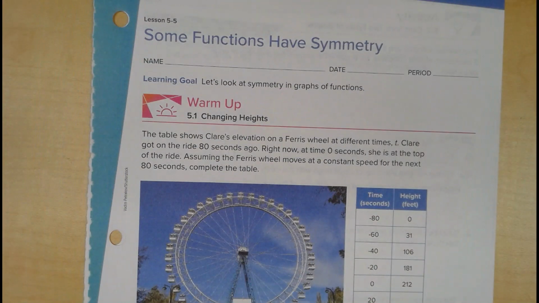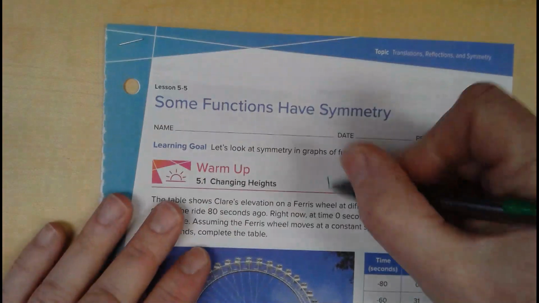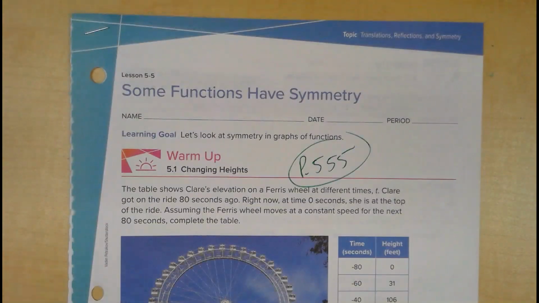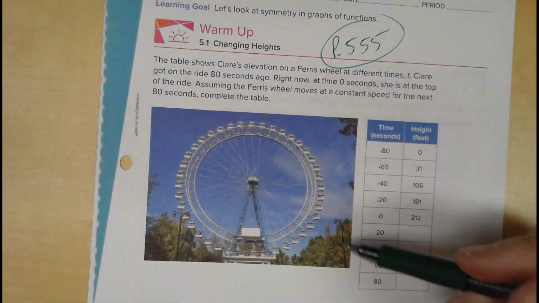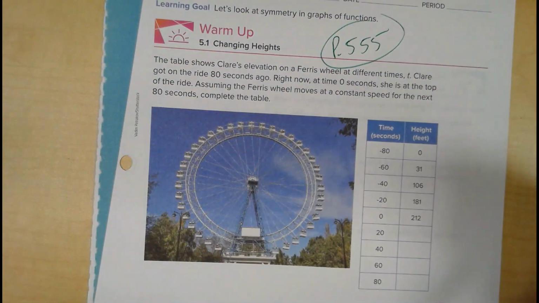All right, in lesson 5.5, which starts on page 555. How amazing is that? 555 is lesson 5.5. That's pretty cool. All right, so Claire is having fun. She got to go to the amusement park, and she's on this cool Ferris wheel situation.